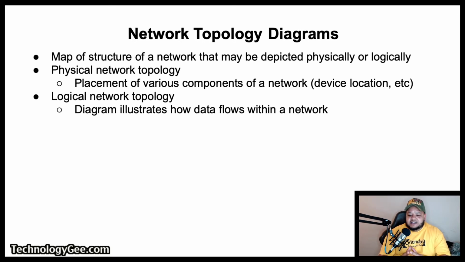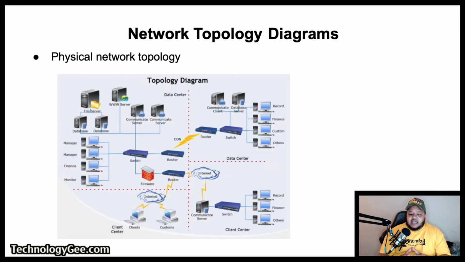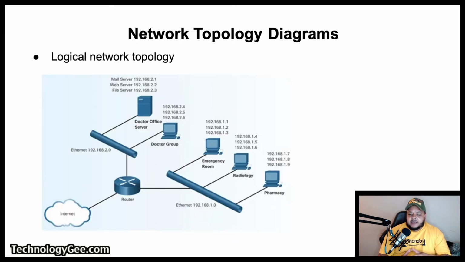So a network topology diagram is a map of the structure of a network that may be depicted physically or logically. A physical network topology diagram is the placement of the various components of the network, such as the device locations and the cable installation, while the logical network topology diagram illustrates how data flows within a network. And here is a screenshot showing you a typical physical network topology. And here is another screenshot showing you a typical logical network topology diagram.